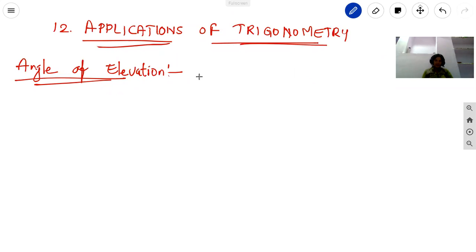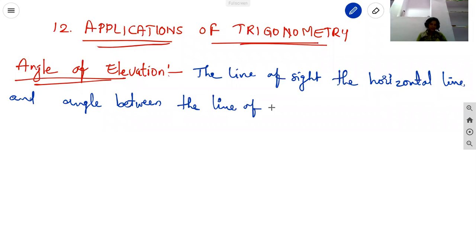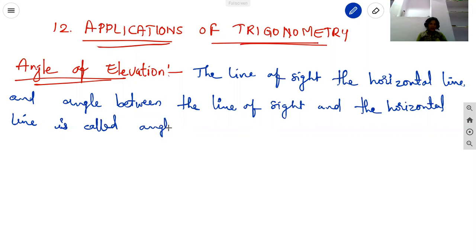Angle of elevation is nothing but the angle between the line of sight and the horizontal line. That is called the angle of elevation.